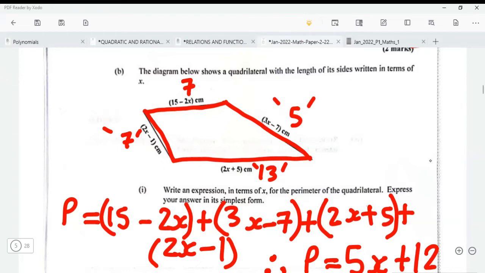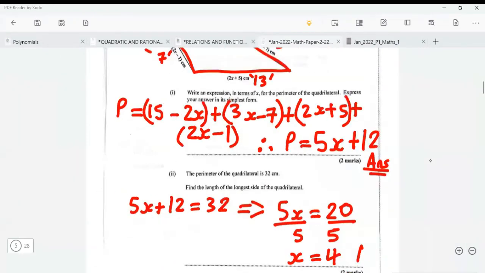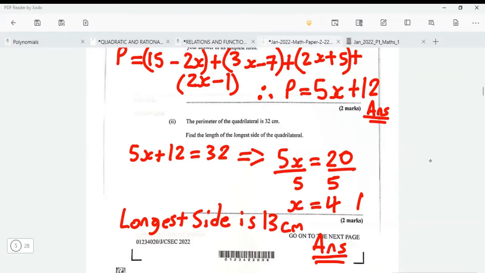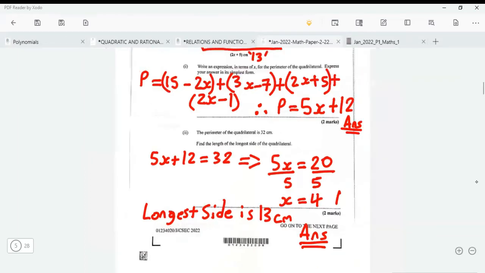All right, so we're going to tell them the longest side is 13 centimeter. That's what you're going to tell them. That's the longest side. The longest side is 13 centimeter. All right? That's how we do that part there.